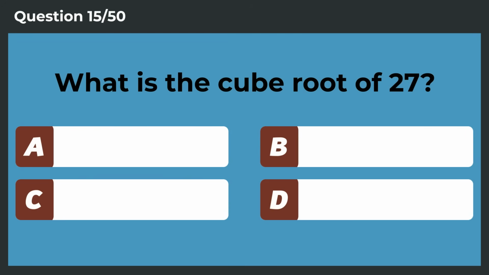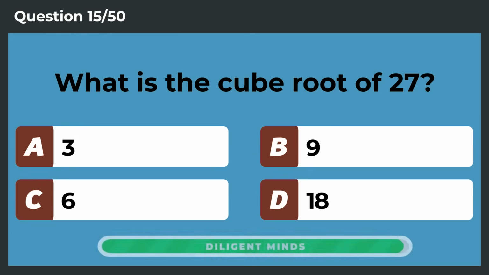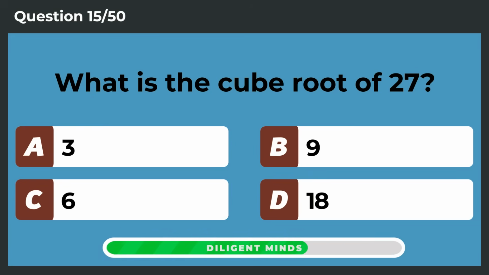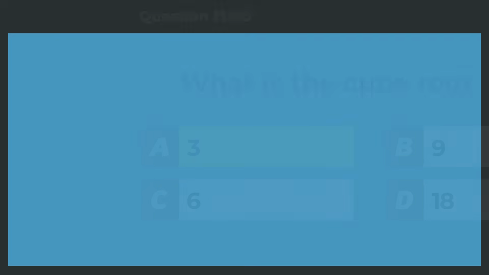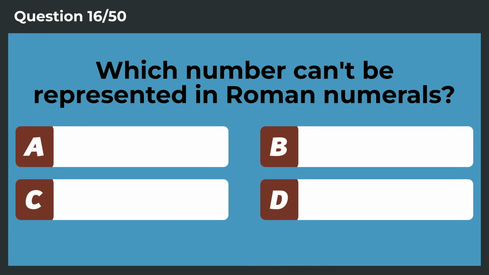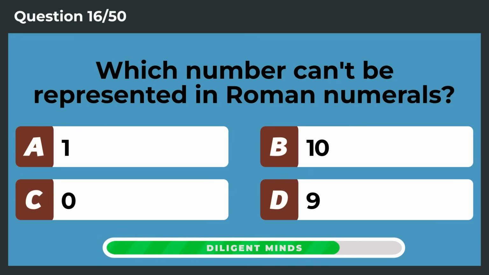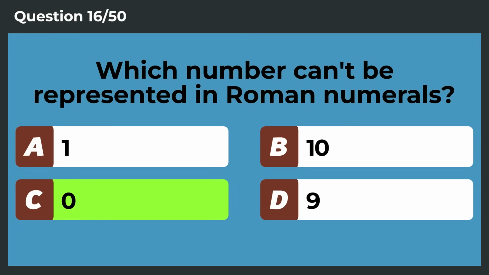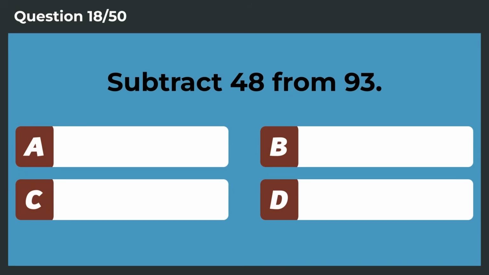What is the cube root of 27? 3. Which number can't be represented in Roman numerals? 0. 48 from 93.